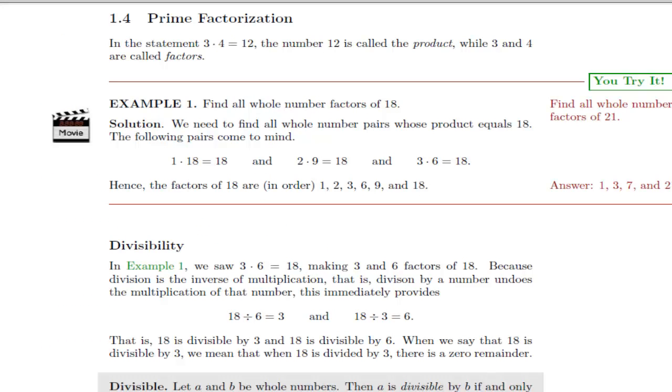Section 1.4 Prime Factorization. In the statement 3 times 4 equals 12, the number 12 is called the product, while 3 and 4 are called factors.